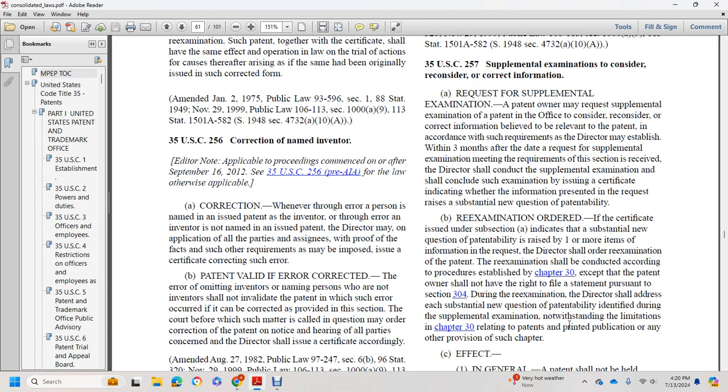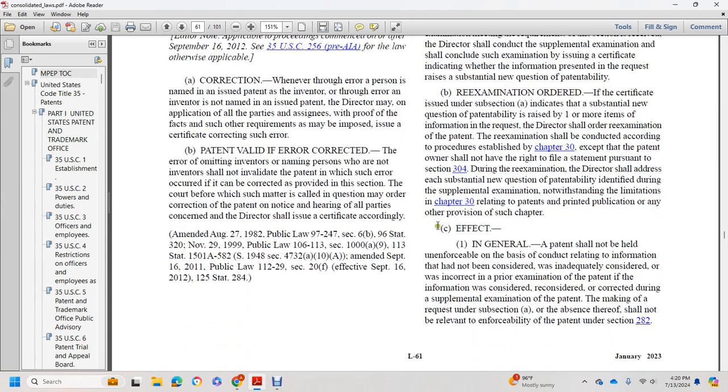The reexamination shall be conducted in accordance with the procedures established by Chapter 30, except that the patent owner shall not have the right to file a statement pursuant to Section 304. The reexamination shall address each substantial new question of patentability identified during the supplemental examination, notwithstanding the limitations in Chapter 30 relating to patents and printed publications and any other provision. In general, the patent shall not be held unenforceable on the basis of conduct relating to information that had not been considered, was inadequately considered, or was incorrect in a prior examination.